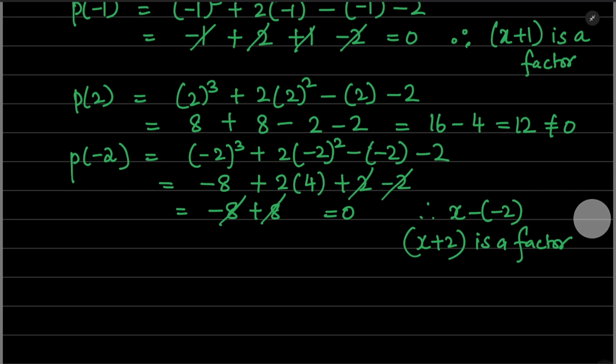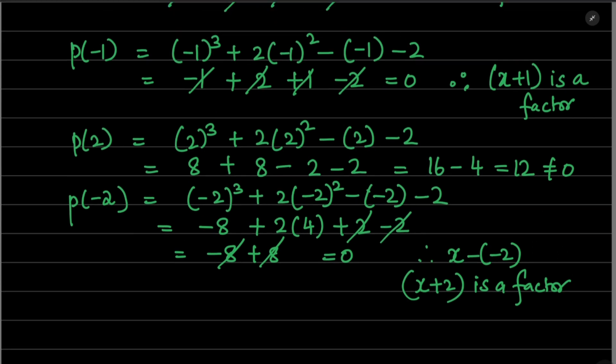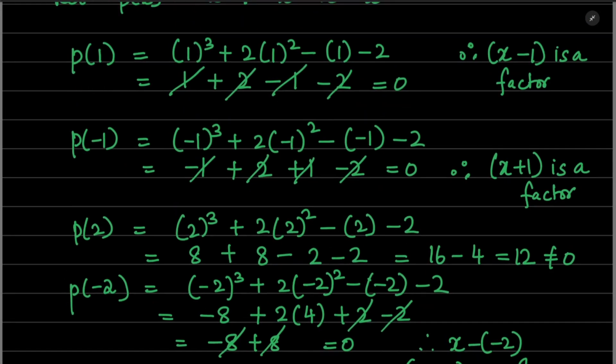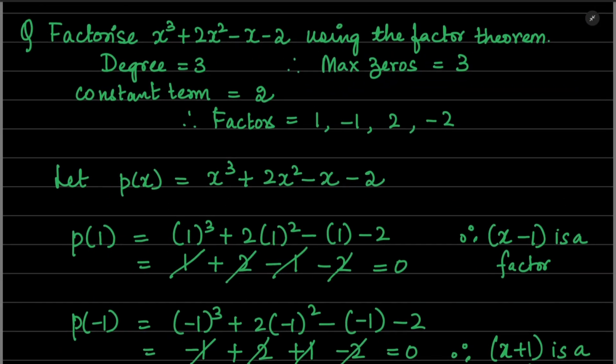Let me just delete this. So you have already got 3 factors. The first one is x minus 1. Therefore, for the given question, what was the given question? This is the given question.